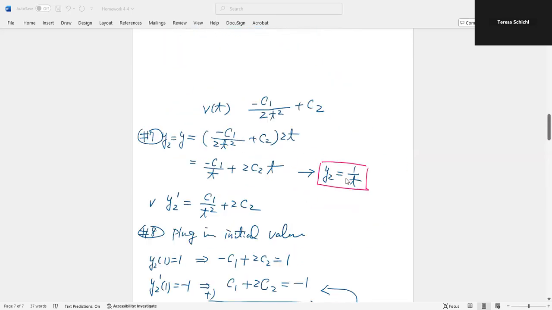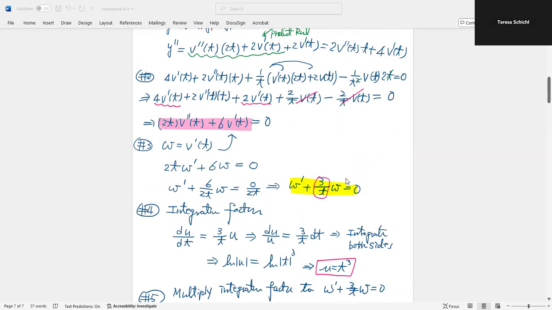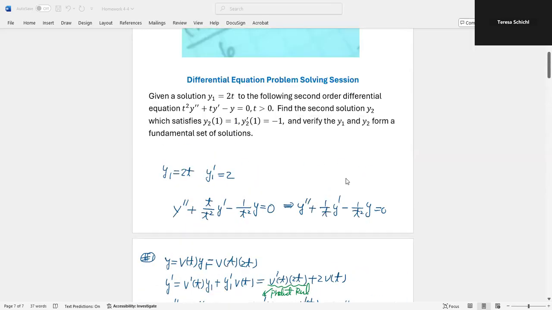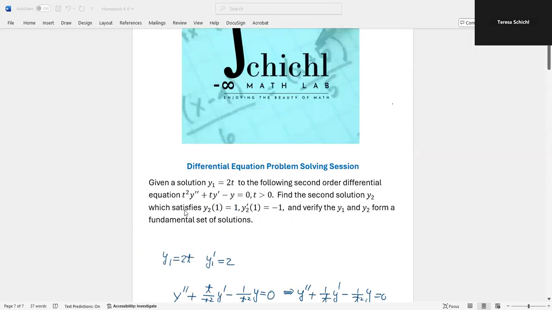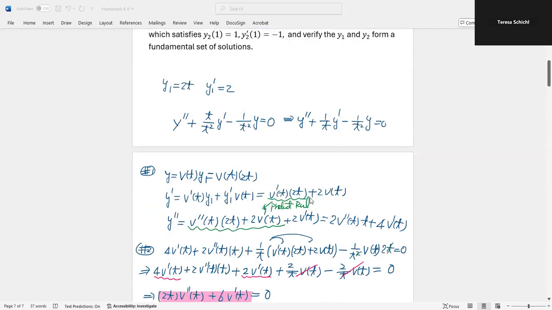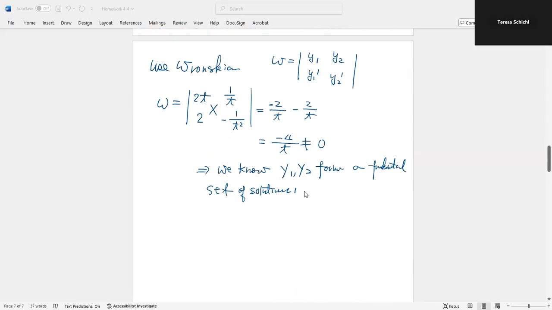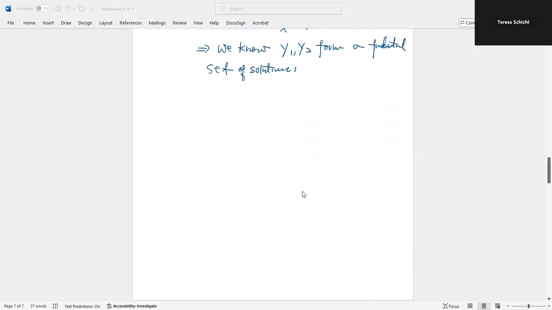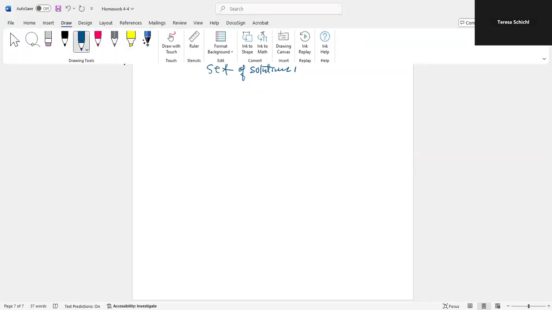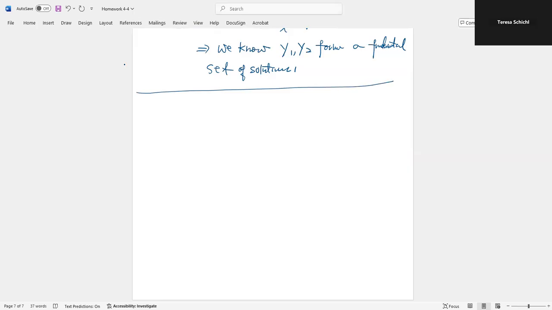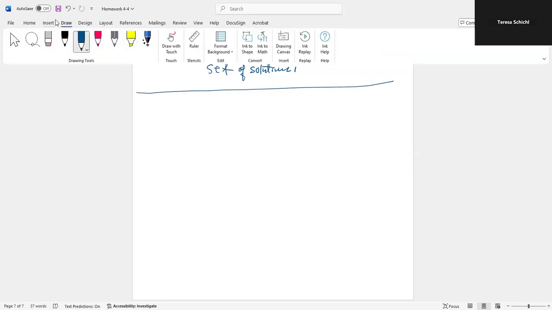So instead of using the reduction method, today I'm going to solve this problem by using Abel's formula. Let's go ahead and start so we can compare what the big differences are. First, let me write down what Abel's formula is.